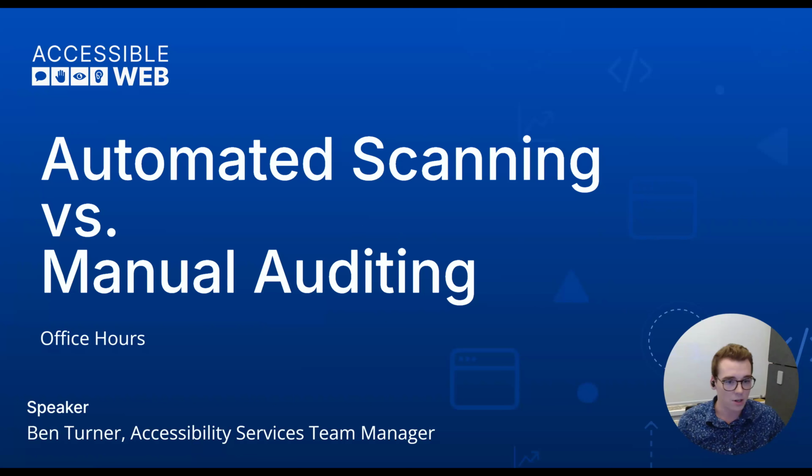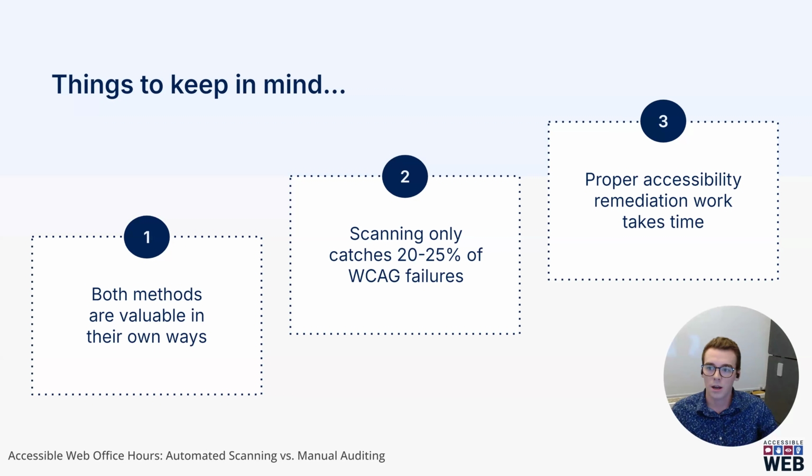So some things to keep in mind before we get started. Both automated scanning and manual auditing are valuable in their own ways. Automated scans are oftentimes a good starting place and are a good way to monitor changes to content over time. And manual auditing helps improve the site's overall accessibility by a much larger margin. Automated scanning can only catch 20 to 25% of WCAG failures at this point in time per page, and the remaining 75 to 80% can only be identified through manual auditing.